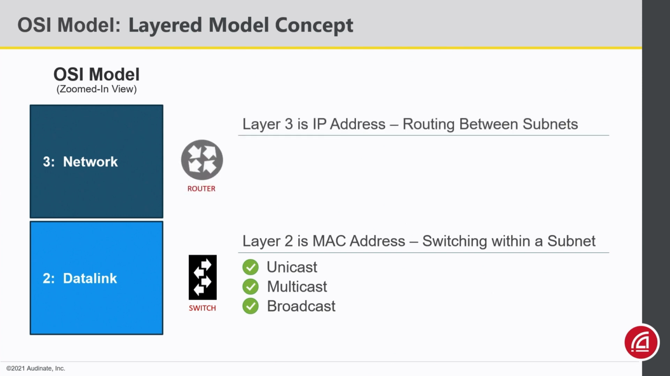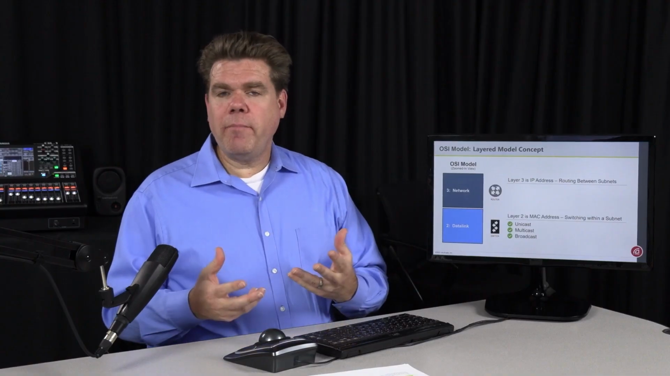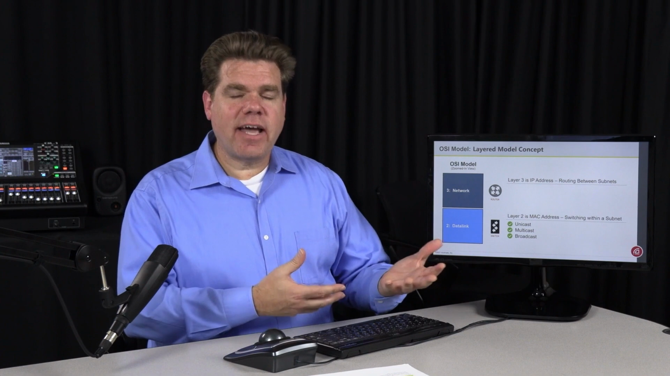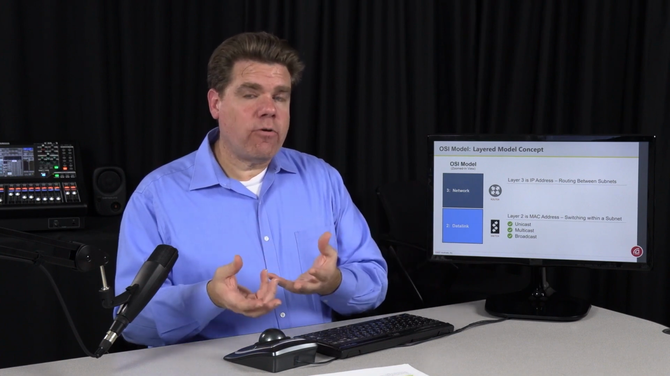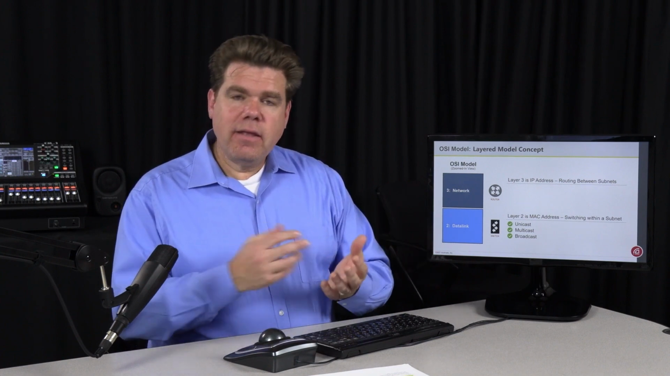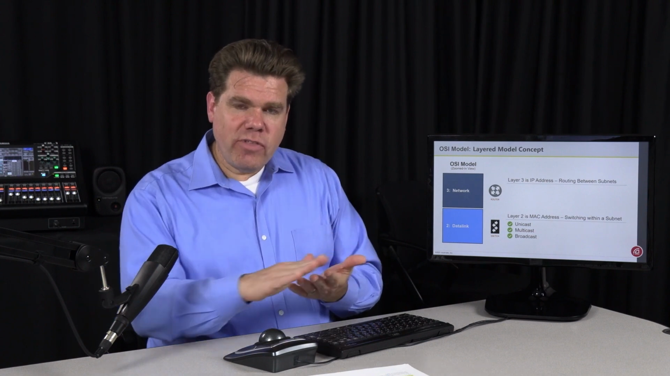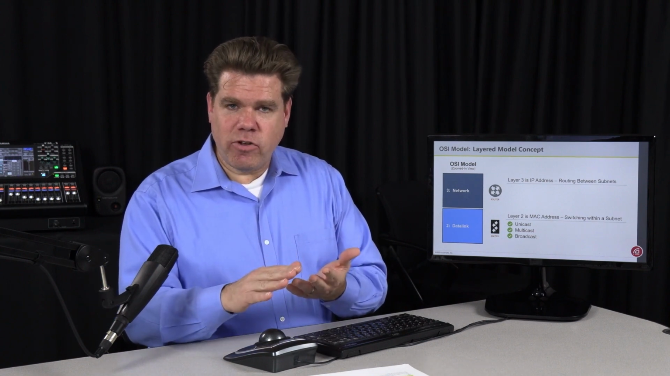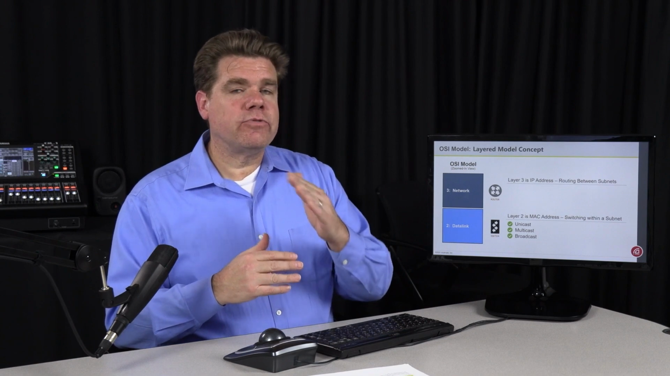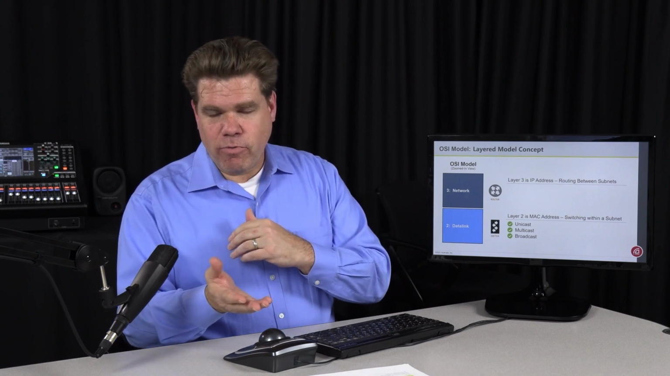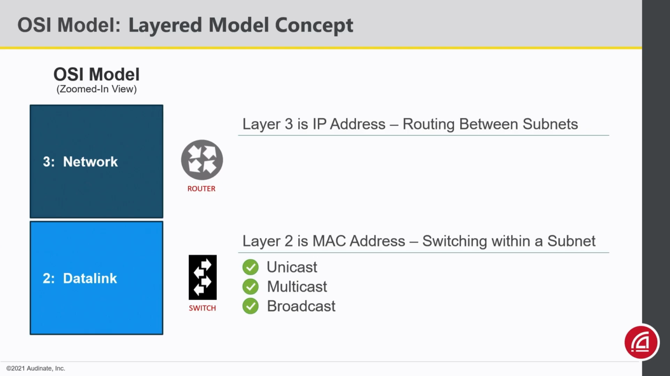So layer 3 refers to IP addresses. And IP addresses are used when moving traffic through a router to another network. So if you remember, when we need to contact a device outside of our subnet, we contact the gateway, we contact the router. Now, to be clear, the connection to the gateway is a layer 2 connection. But once we move through the router to another network, that's a layer 3 process. And as we remember, at layer 3, unicast is allowed, but multicast and broadcast do not pass the router.